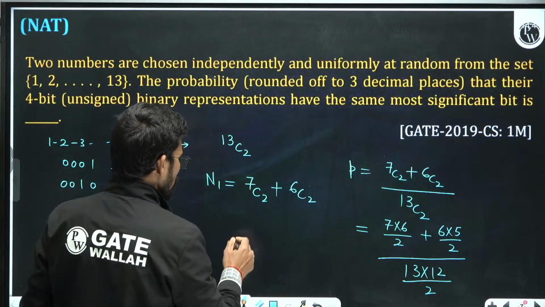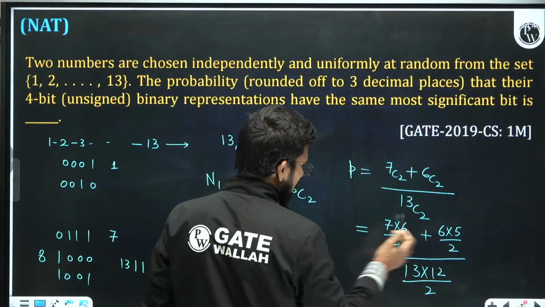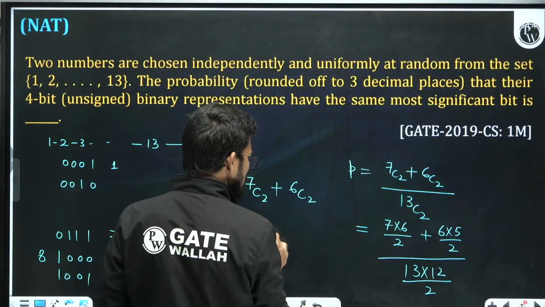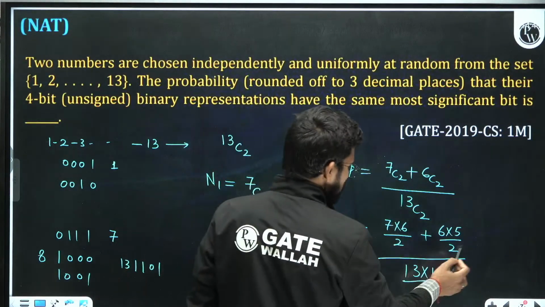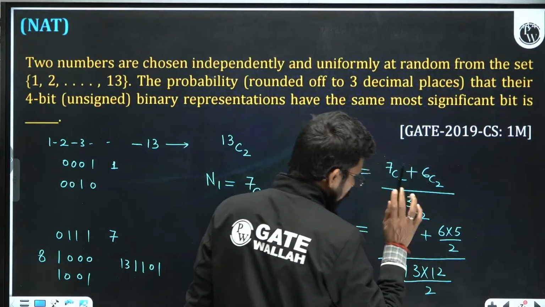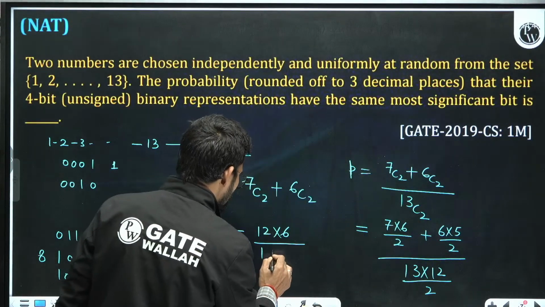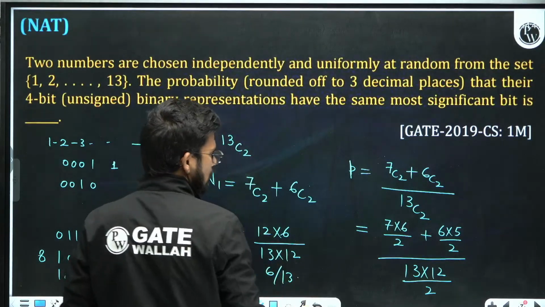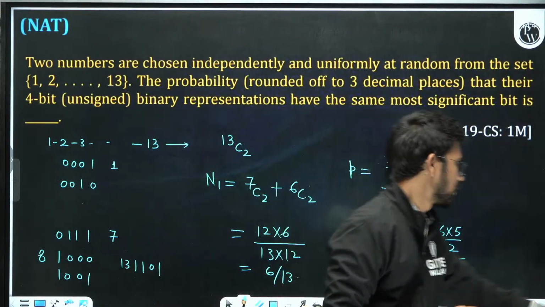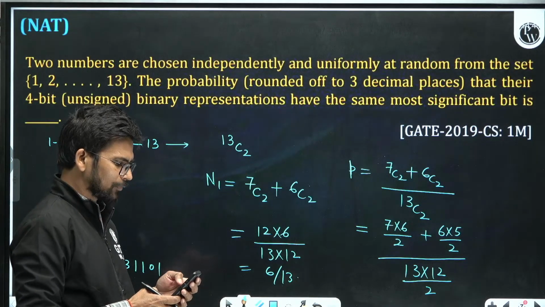Now, what is the answer? The 2 gets cancelled from the upper and lower sides. The numerator is 7 into 6 plus 6 into 5, and taking 6 common, 7 plus 5 is 12, divided by 13 into 12. So 12 is cancelled, and 6 by 13 is the answer. Your calculation should be good. This is nearly 0.5.